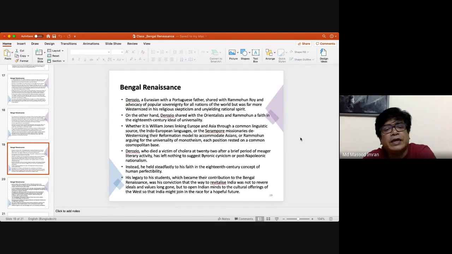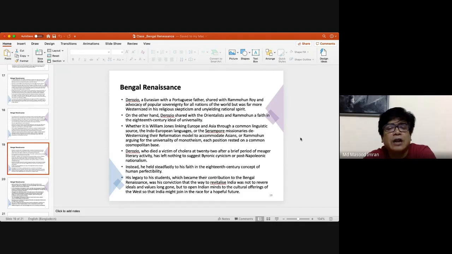And D. Rosario shared with the Orientalists and Ram Mohan a faith in the 18th century ideal of universality, whether it is William Jones linking Europe and Asia through a common linguistic source, the Indo-European language, or the Serampore missionaries de-westernizing their Reformation model to accommodate Asians, or Ram Mohan arguing for the universality of monotheism, his position rested on a common cosmopolitan base.